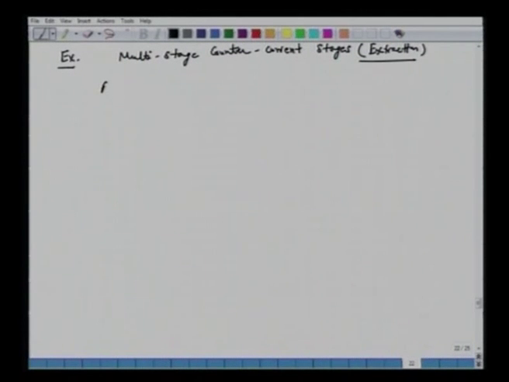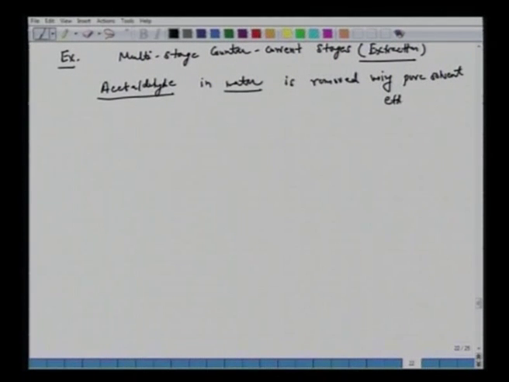Let's say we have the system acetaldehyde. So acetaldehyde in water is to be removed using pure solvent, which is ether in our case, or isopropyl ether. So from the statement, this is C, solute, impurity. We have water, A, feed, and we have the solvent which is B or S we use.